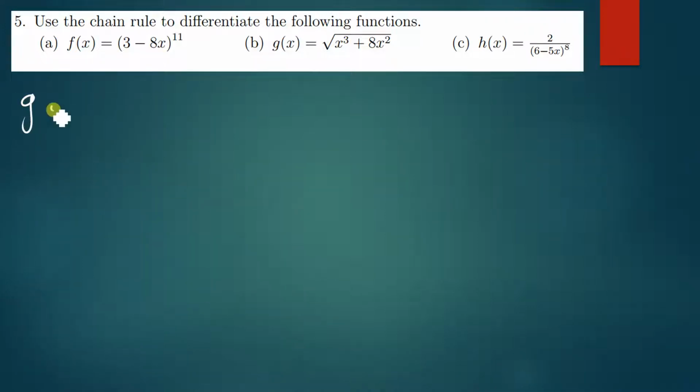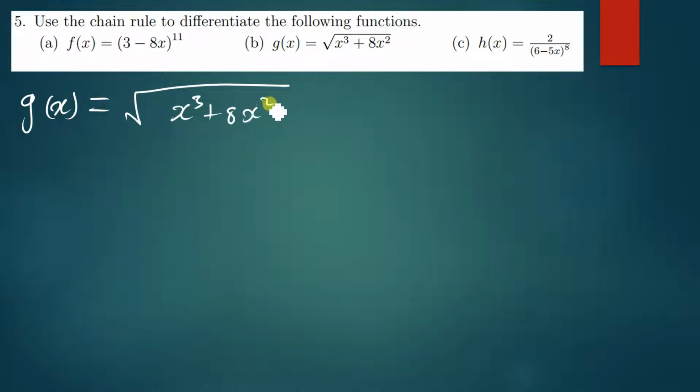So the next question is g of x being equal to the square root of x to the power 3 plus 8x squared. So this can also be written as x to the power 3 plus 8x squared in brackets and then to the power half. The square root of any number is just the same as that number raised to the power half. So this is what we have.